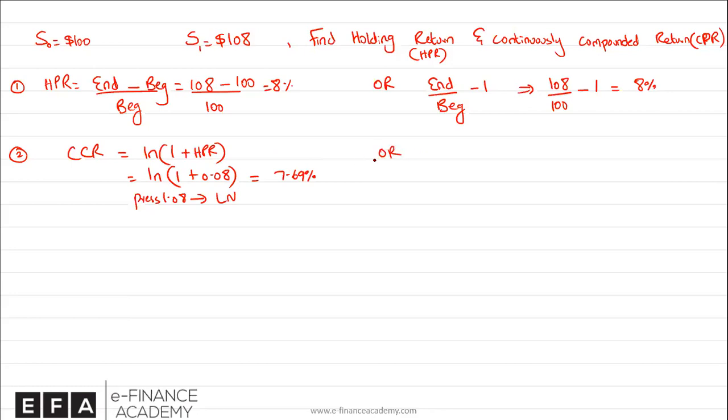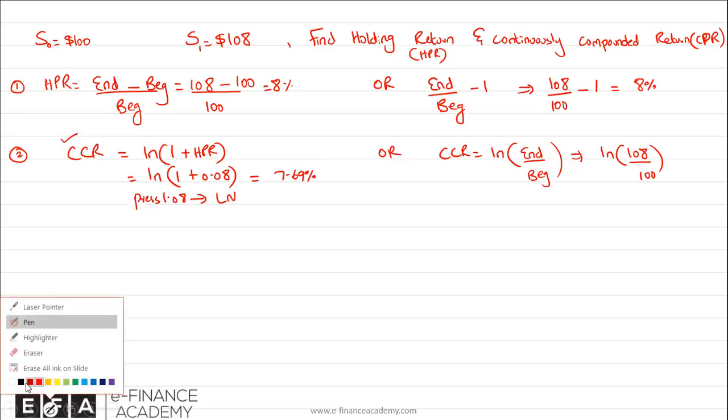Alternatively, you can also find the CCR as natural log of ending over beginning. It's the same as this one, what you see here. So if you do natural log of 108 divided by 100, you should get basically the same answer. I would prefer that you actually use this.